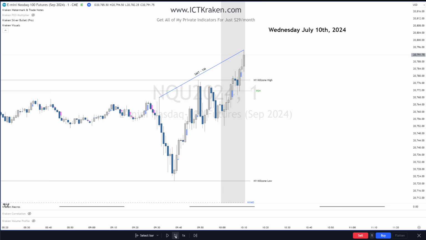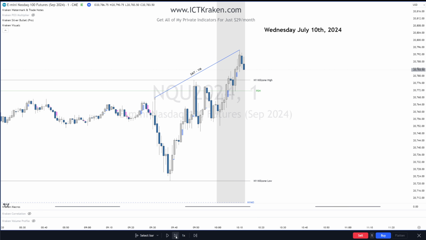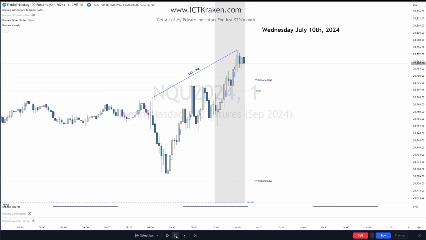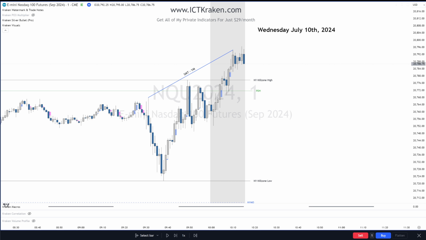So don't mind that. My breaker would be this one right here. My breaker block. Actually, both of these would be the breaker block. So I need to get through that. Okay. Right there we have SMT with ES. Now, would I just take it with ES? I would.